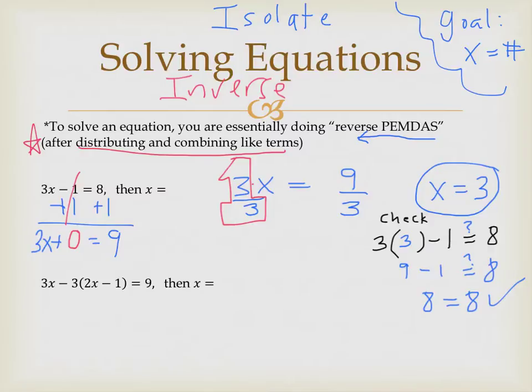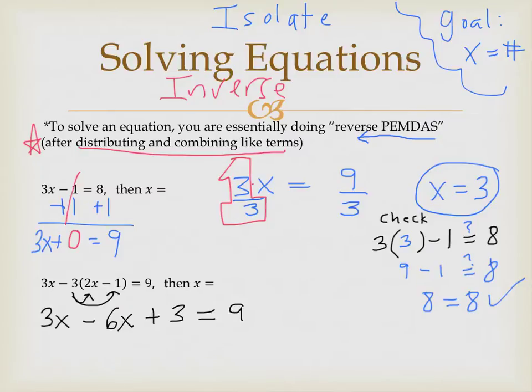Okay, so now we have a similar example, this example down here, but it's a little more complicated. We can't just start doing reverse PEMDAS. Instead, we're going to have to distribute first. So we'll have the 3x. We'll distribute the negative 3 to the 2x. Negative 3 times 2x is negative 6x. We'll also distribute the negative 3 to the negative 1. Negative 3 times negative 1 is positive 3. Negative times a negative is a positive is very important. That's going to happen a lot in the Accuplacer, so be really mindful of that.